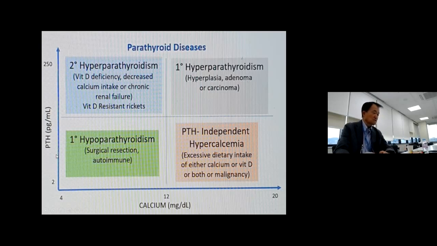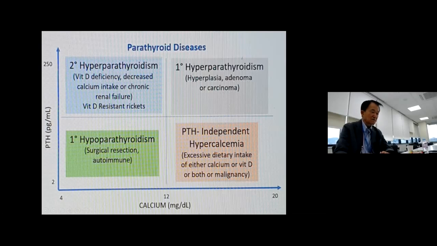Now, if calcium is high and parathyroid hormone is elevated, that's primary. This elevated one here is primary hyperparathyroidism. Usually adenoma is about 80%. Hyperplasia is usually 10%. Carcinoma is rare in this hyperparathyroidism.